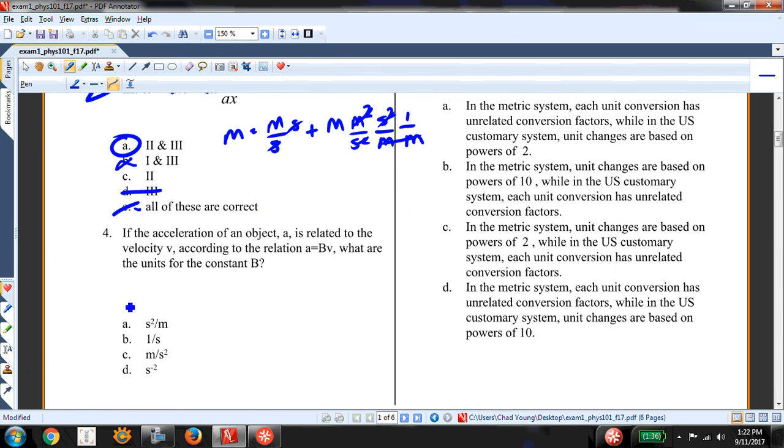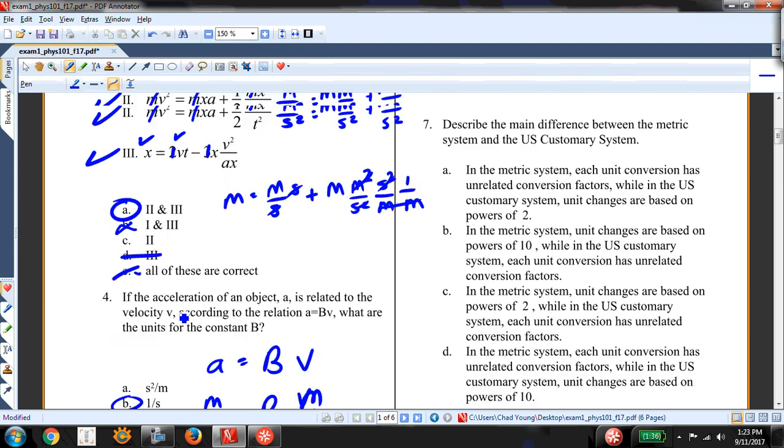The acceleration of object A is related to the velocity according to this. What are the units for the constant B? Well, A is equal to B times V. It's meters per second squared equals B times meters per second. So B is going to have to be 1 over seconds to make that dimensionally correct.